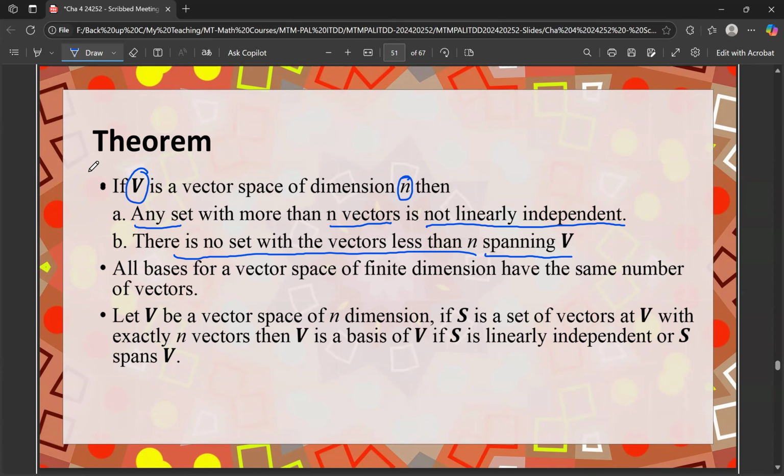So, this is the theorem. You can use this theorem without proving it, just apply it.